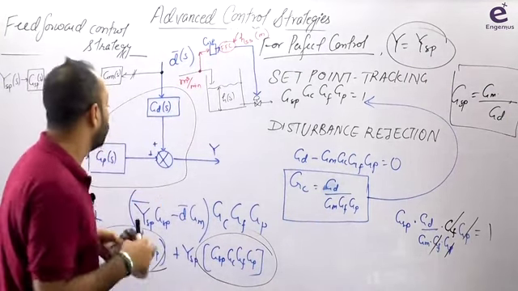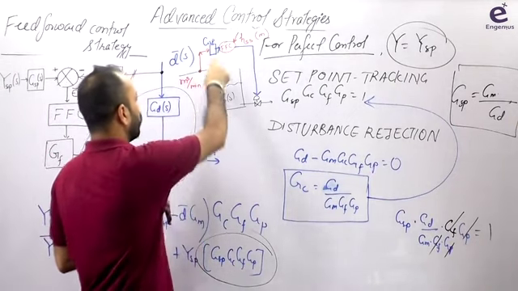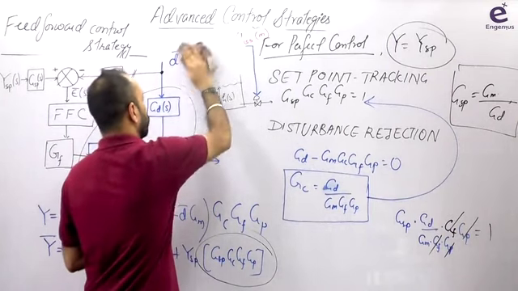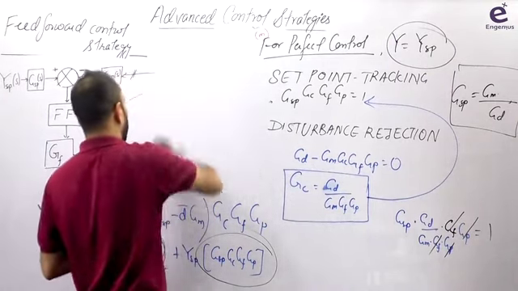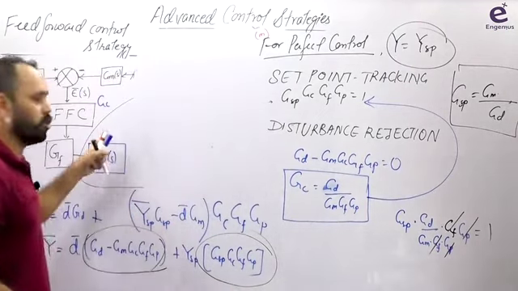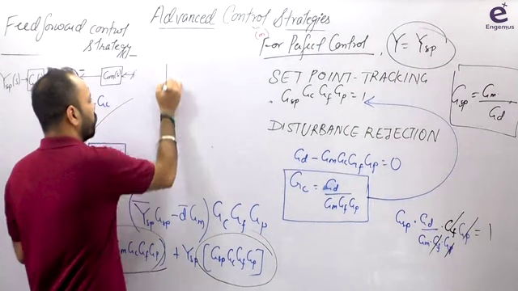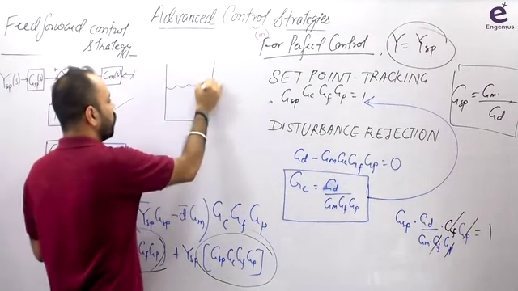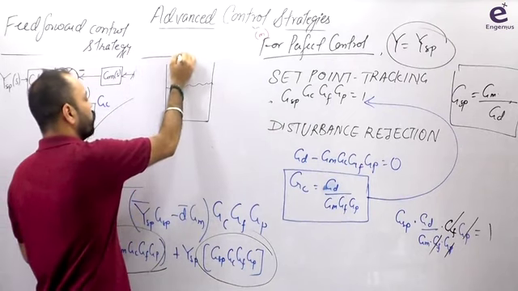Either you can place this here or here. So this should not be placed in the path of this measurement, please correct this, I'll make this one again. It should be placed in the path of set point. So please correct that diagram. Due to lack of space, I made this mistake here. You should not follow that diagram.